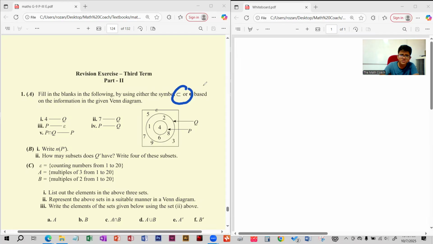So what is this symbol actually? This symbol is called a subset symbol. So this is called a subset. This is how we use this, right?